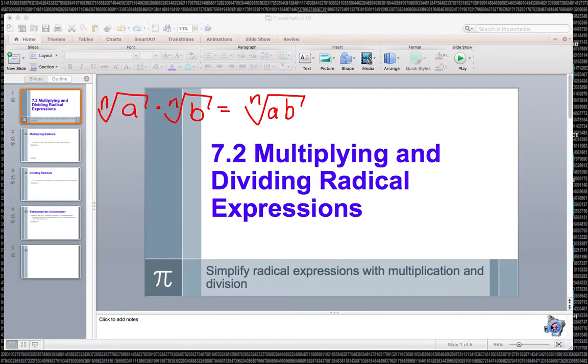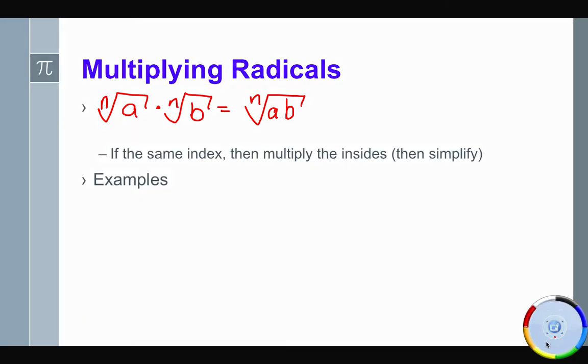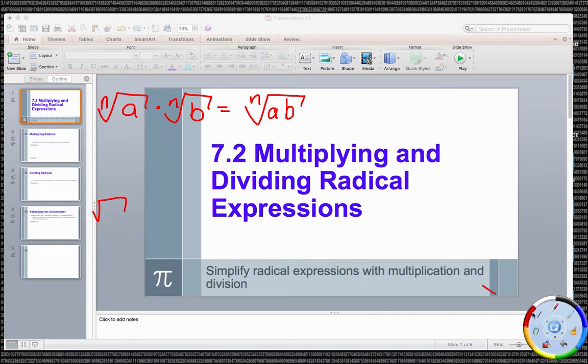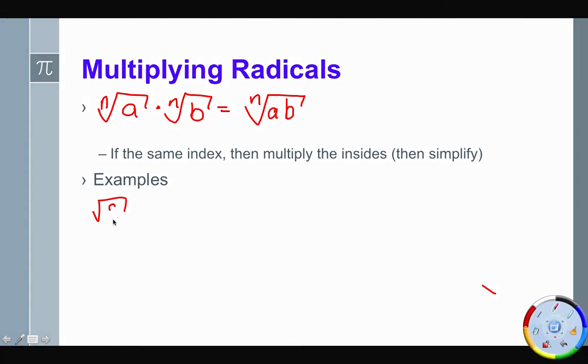So let's look at a couple of examples in this particular type of problem. So we're going to look at the square root of 2 times the square root of 8. And because the indices are the same, it's square root and square root, we can multiply the insides together. And we get 2 times 8. And we all know that 2 times 8 is 16. And when we take the square root, so then we have to simplify this square root, the square root of 16 is 4.